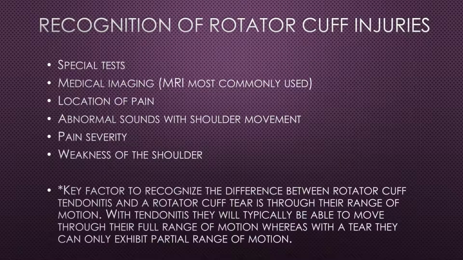Recognition of rotator cuff injuries: the use of special tests, medical imaging such as X-ray and MRI, but you will find that the MRI is most commonly used, the location of the pain, any abnormal sounds with the shoulder movement, the severity of the pain, and weakness of the shoulder. The key factor to recognize the difference between a rotator cuff tendonitis and a rotator cuff tear is through their range of motion. With tendonitis, they will typically be able to move through their full range of motion, whereas with a tear, they can only exhibit partial range of motion.